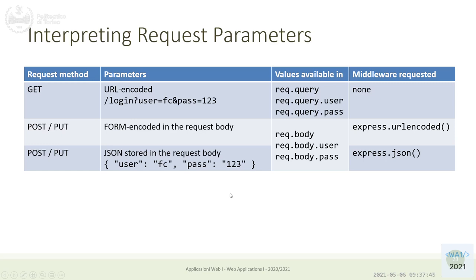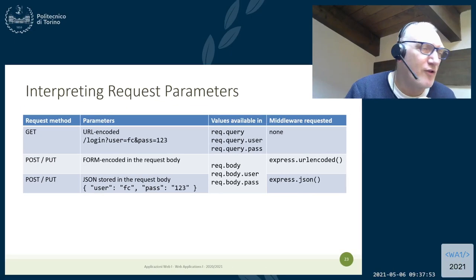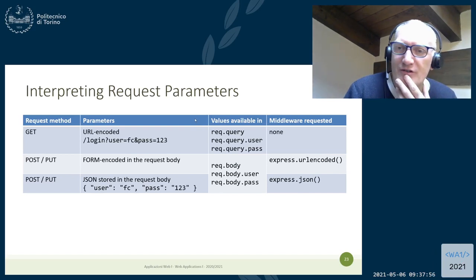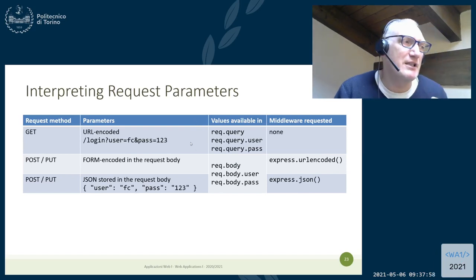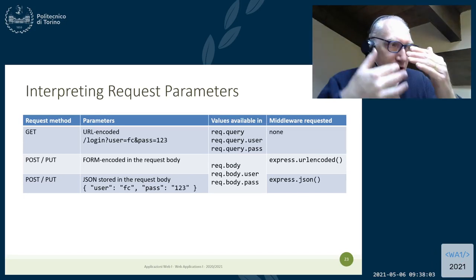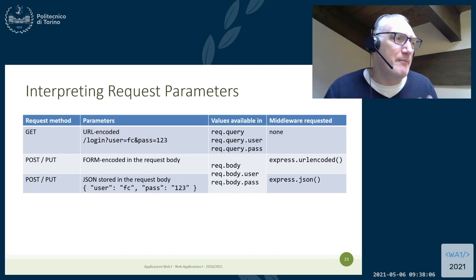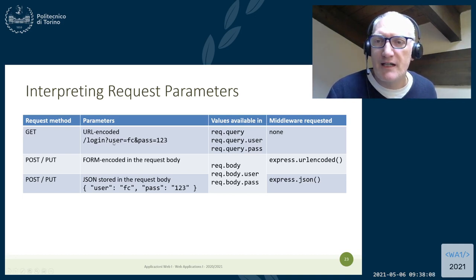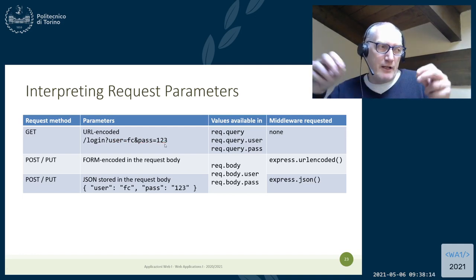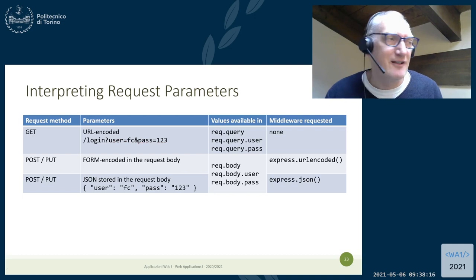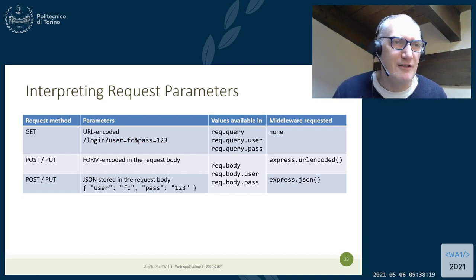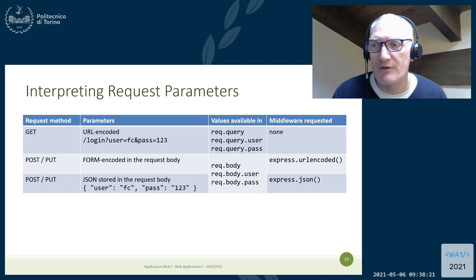Okay, more details about the request and the response. How can I get from my callback, from my route implementation, the information about the resources? Because if the resource is just static, I don't need to do anything special, just return the result. But in many cases, the requests have some parameters. For example, I'm sending a form, or I need to specify which user has the login, or which course they want to see the details of, and so on.